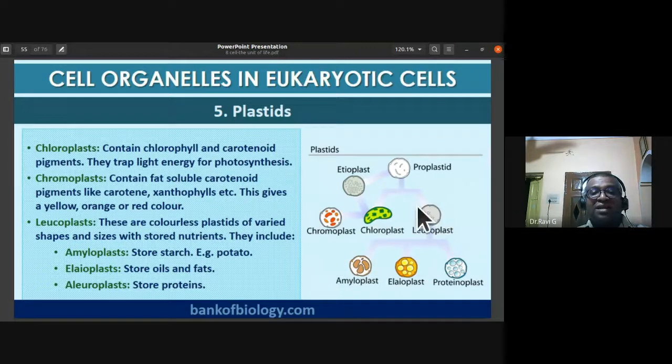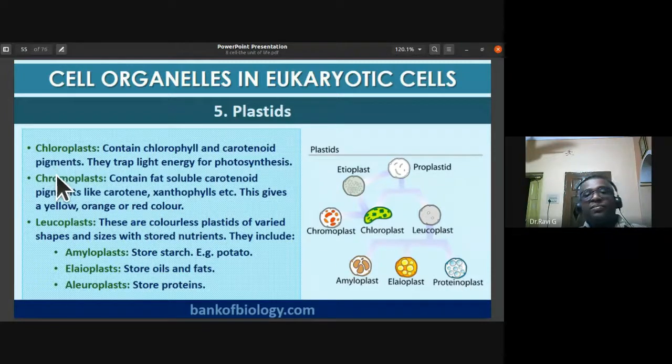Leucoplasts are colorless plastids of various shape and size, and they store nutrients. They include amyloplasts, which store starch; elaioplasts, which store oil and fat; and aleuroplasts, which store proteins, also called proteinoplasts.